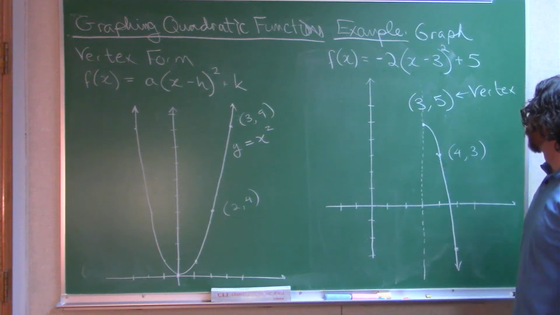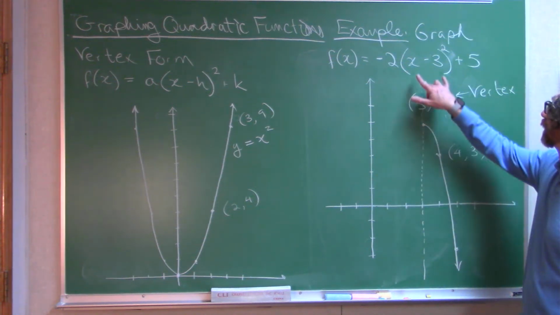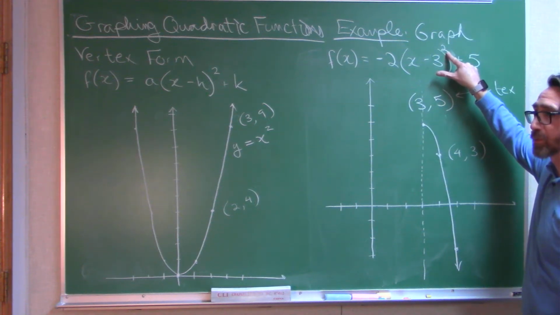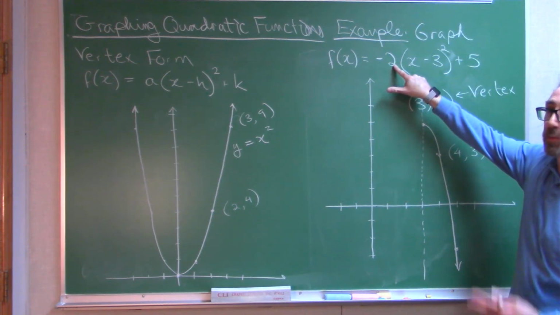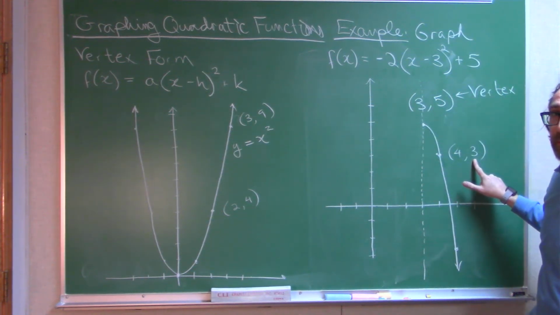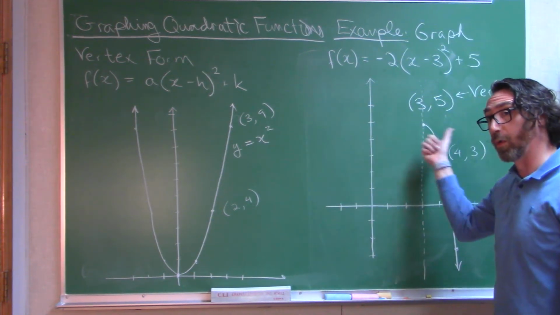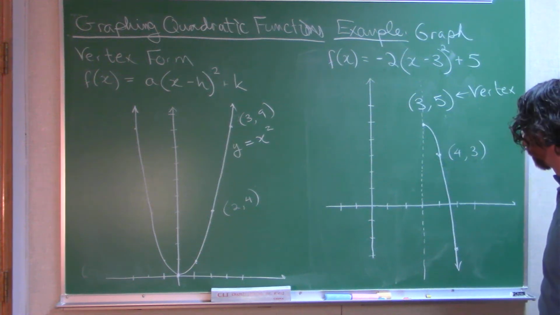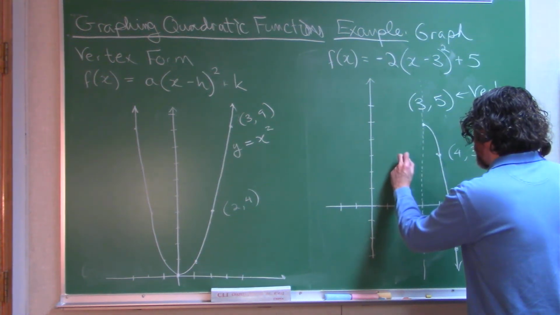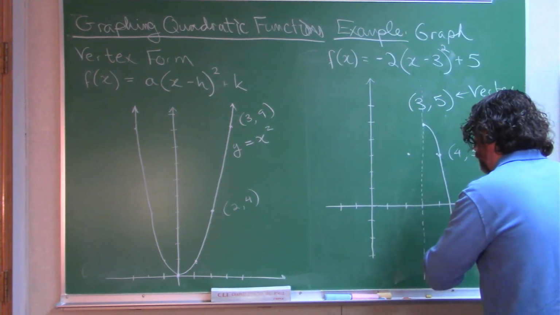Let's check it. Put in x equals 4. 4 minus 3 is 1 squared. 1 squared is 1, times negative 2 is negative 2, plus 5 gives me 3. All right, so over 1, down 2 was correct. Now I'm going to use the symmetry to get additional points for free.